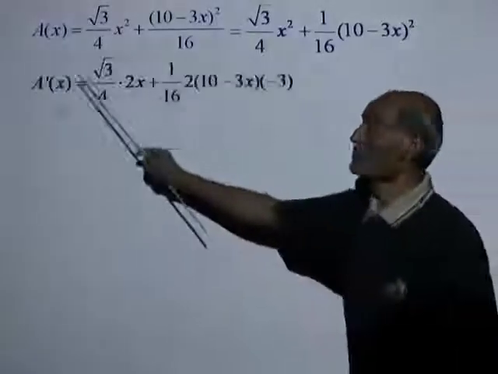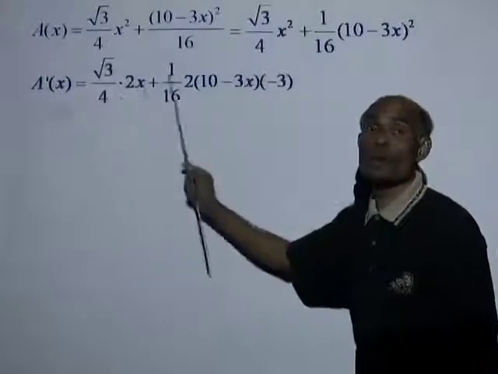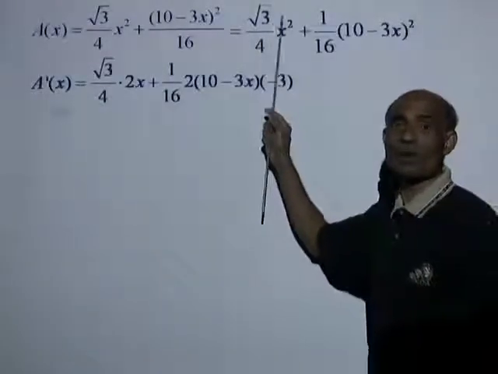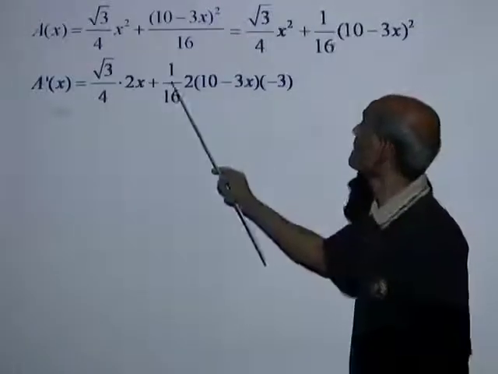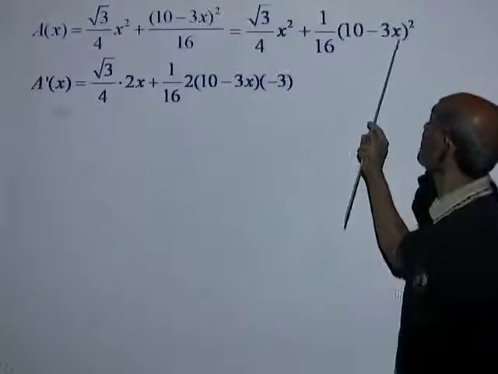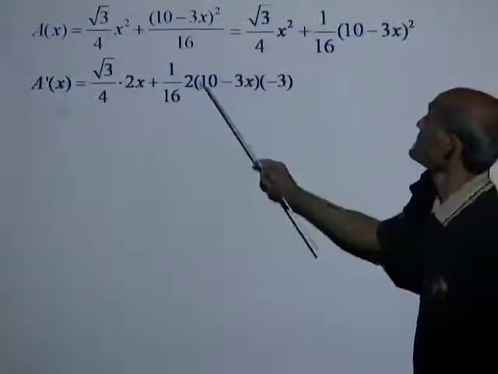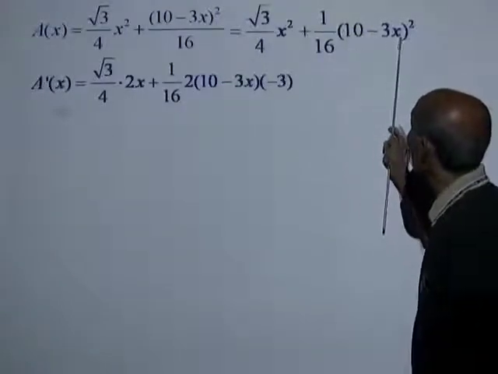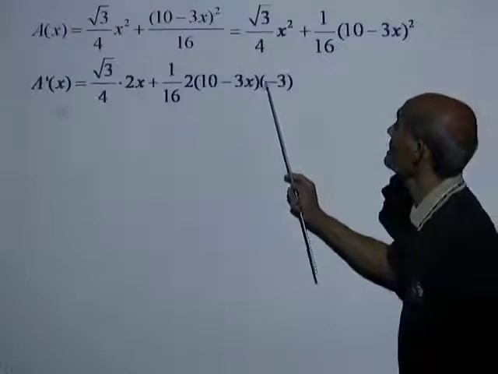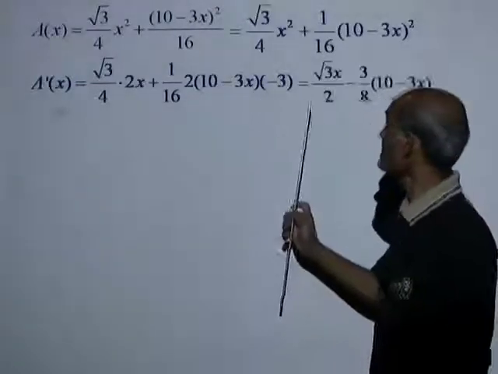And now, the derivative of that will be square root 3 over 4 times the derivative of x squared, which is 2x, plus 1 over 16 times the derivative of (10 minus 3x) squared, which is 2 times (10 minus 3x), times the derivative of 10 minus 3x, which is negative 3. Now simplify that. What does that give you?